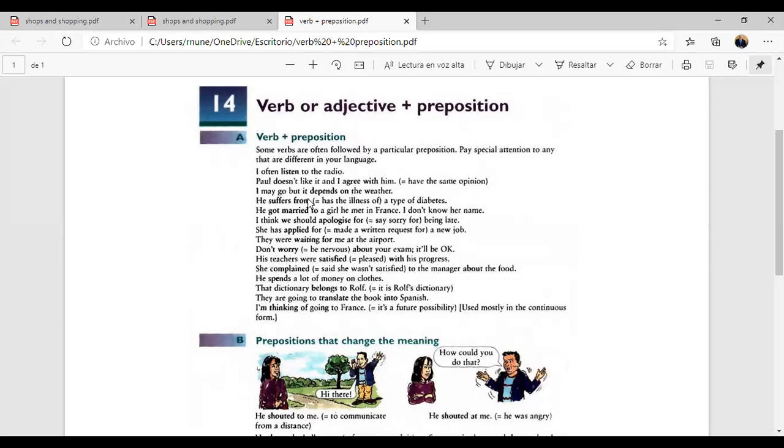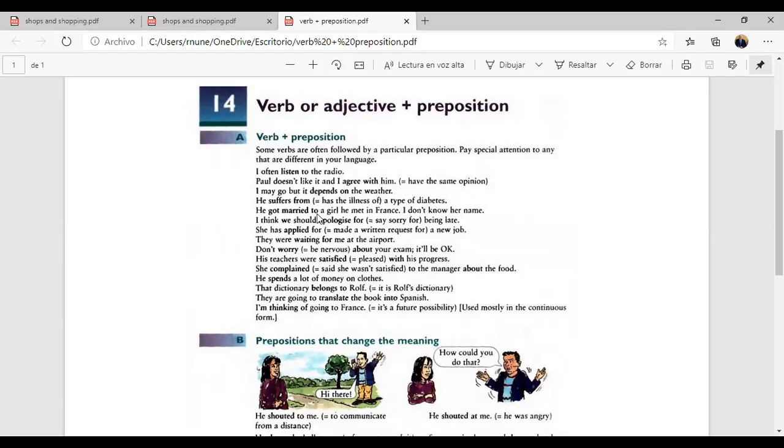Si depende de algo, it depends on the time. It depends on the weather. It depends on you, right? Suffer from, has the illness of, suffers from a type of diabetes. For example, you can say, I suffer from my heart. I suffer from the heart. That meaning that I have an illness in my heart.